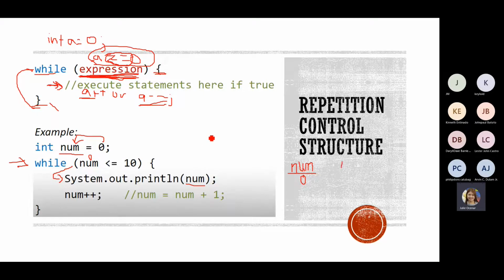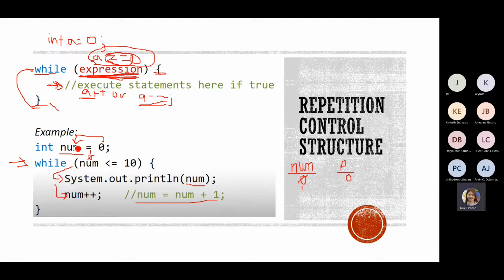So, lagyan natin dito na part, print. Ito yung output na part. Okay? So, ipiprint niya 0. After that, meron tayong num++, which means num plus 1, which is this one. Okay? So, ngayon, si num natin magiging 1 na. Now, is num, which is 1, lesser than or equal to 10?